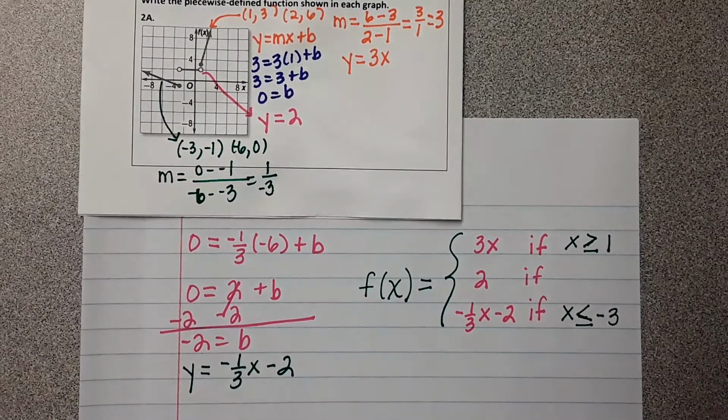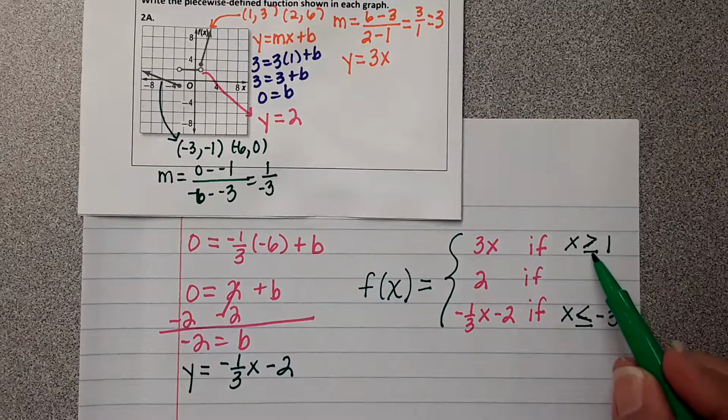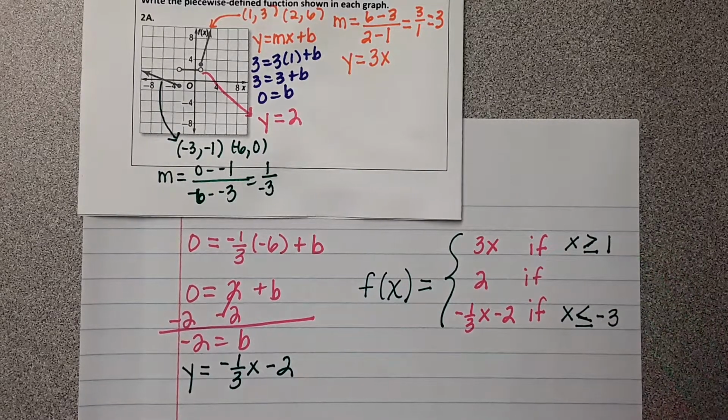So, again, we look at the closed dot or open dot. That's how we got less than or equal to, greater than or equal to. And we're looking at only the x values, those domains. Are they increasing or are they decreasing?